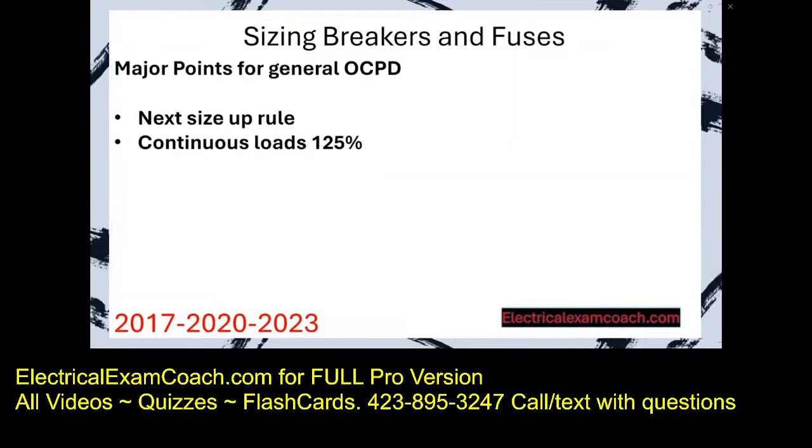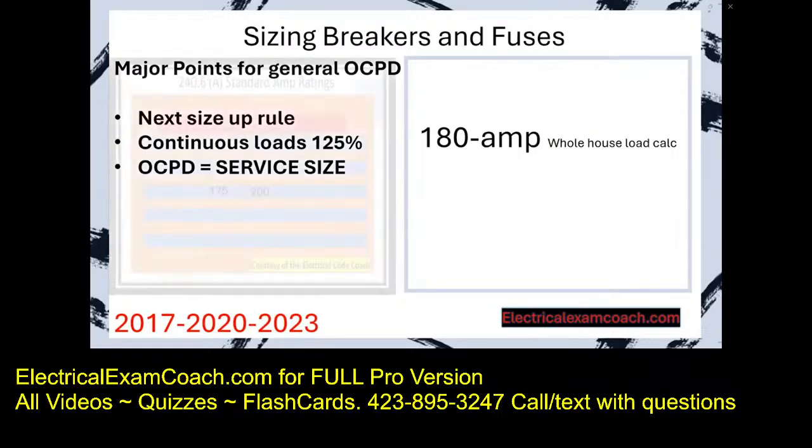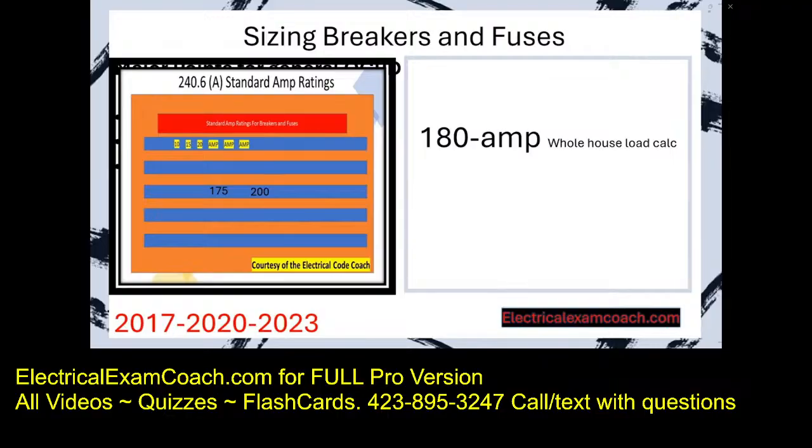Our final major point is going to be that the overcurrent protective device equals the service size. Let me explain what I mean. Let's imagine that we did a whole house load calculation and it equaled 180 amps. Well, now we have to size the main breaker for that house, don't we? For that, we're going to head to table 240.6(A) and choose the next standard size. We put it on a 200 and we're done. But the question is, what size is the service?